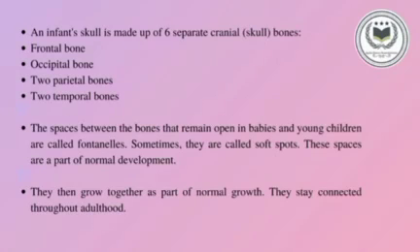First frontal, second occipital, third 2 parietal bones and fourth 2 temporal bones. The spaces between the bones that remain open in babies and young children are called fontanelles. Sometimes they are called soft spots also. These spaces are a part of normal development. They then grow together as a part of normal growth and they stay connected throughout adulthood.